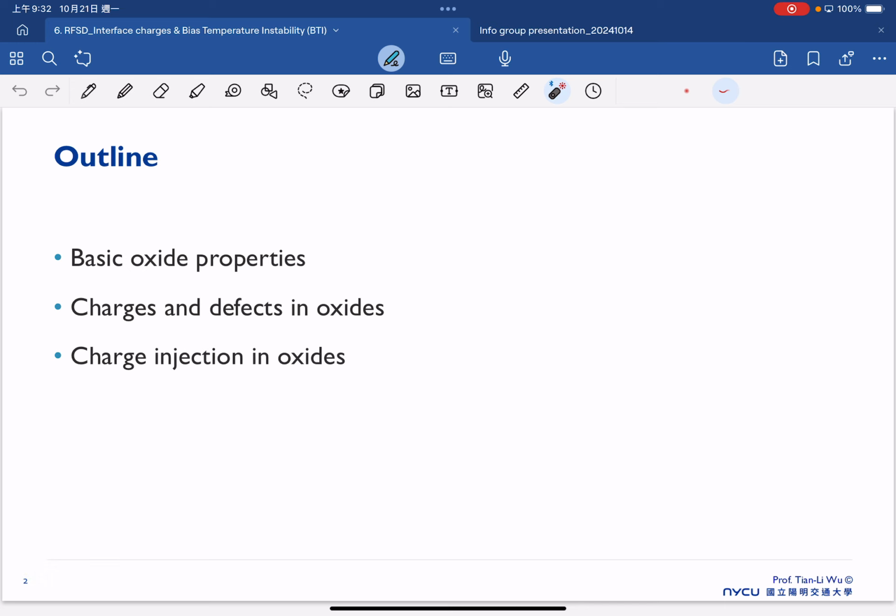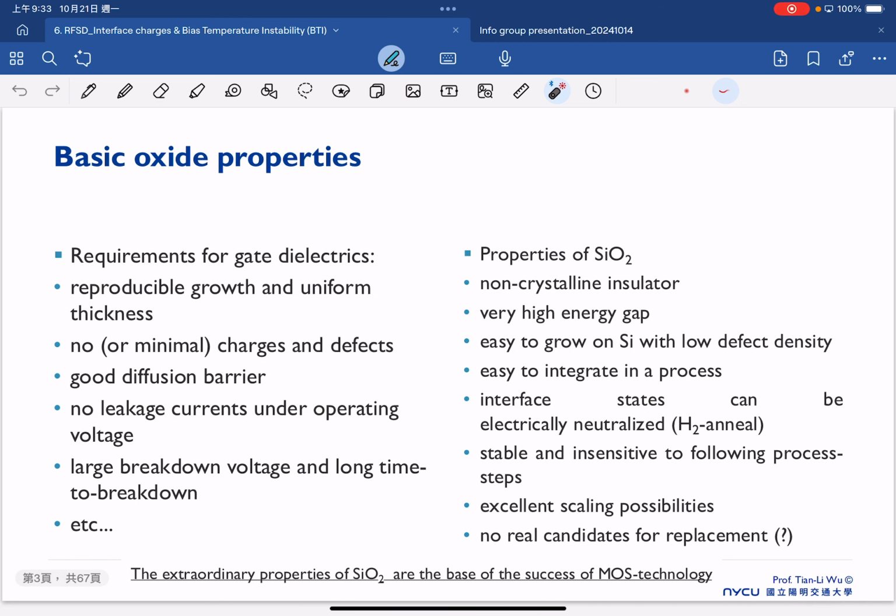So we will talk about the basic oxide properties and also some of the charges and defects in the oxide, and in the end, the charge injection in the oxides. So first of all, we have to understand that if we have the MOSFET, the most important, or unique, property for the MOSFET is that we have the silicon dioxide as an insulator.